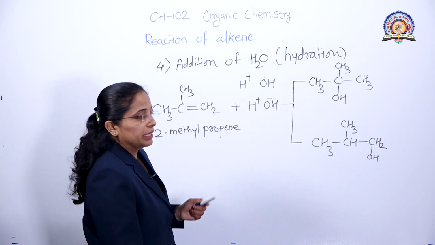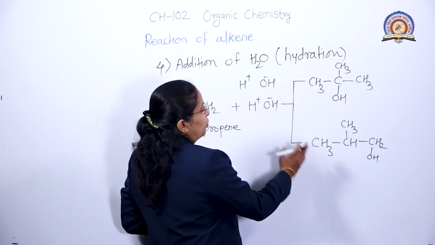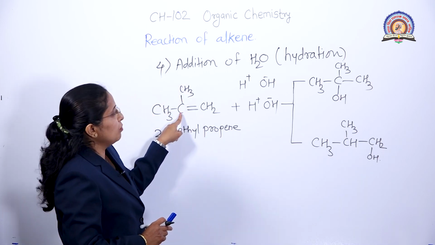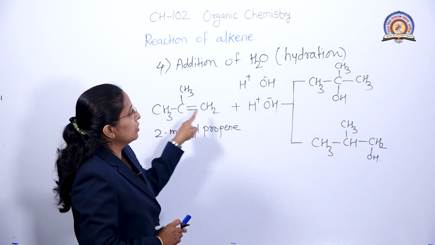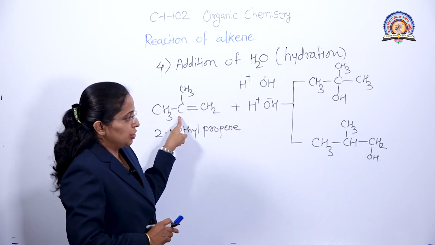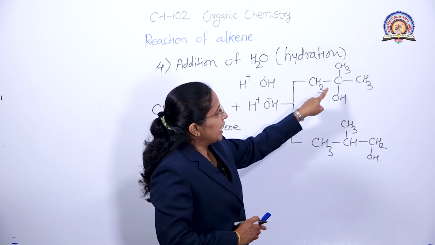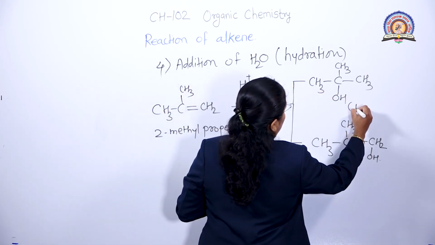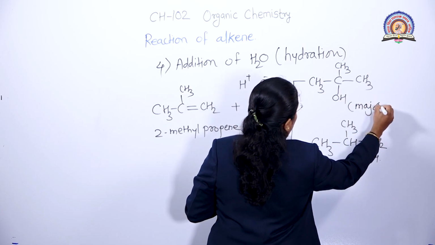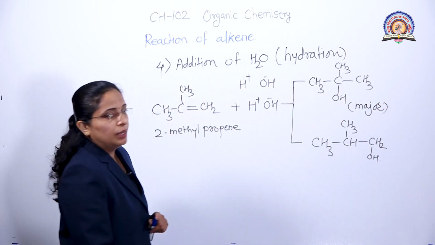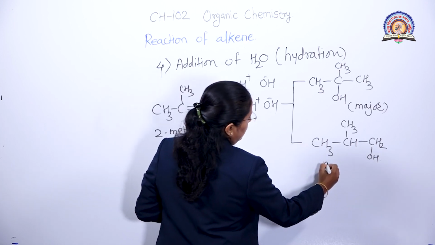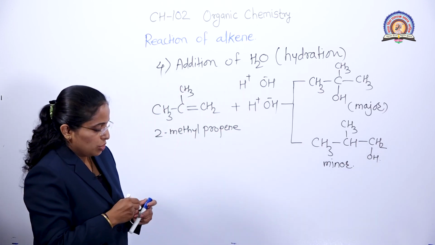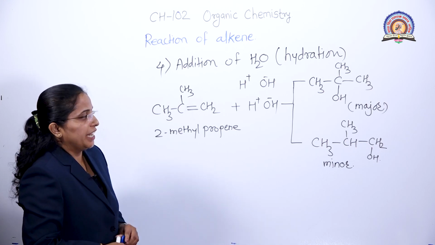So out of these two products, which one is the major product? It is explained by Markovnikov's rule. The negative part gets attached to the more substituted carbon, the one having fewer hydrogens. So here the negative part gets attached to this carbon, and that product is the major product, while this one is the minor product. Okay, so this is the hydration reaction.